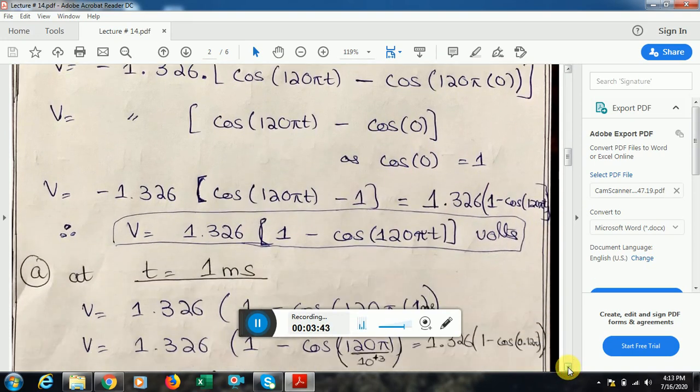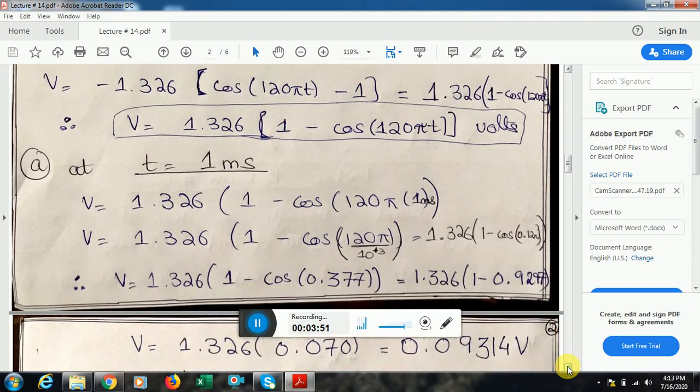v is equal to 1.326 times (1 minus cos). Every single step has been done for you. In case you still have any confusions, please do let me know. It is very simple. Now we had two time limits at which we had to find the value of the voltage. The first is t equal to 1 millisecond.